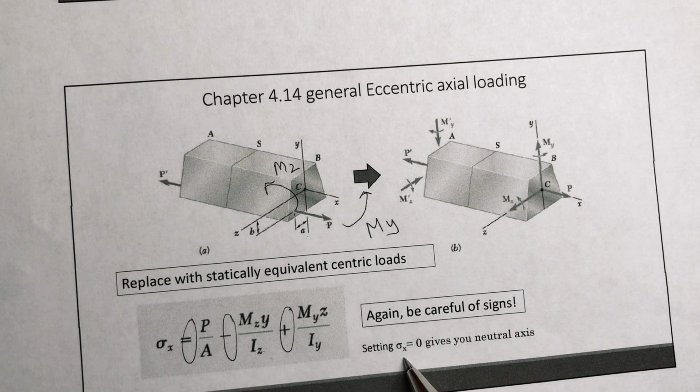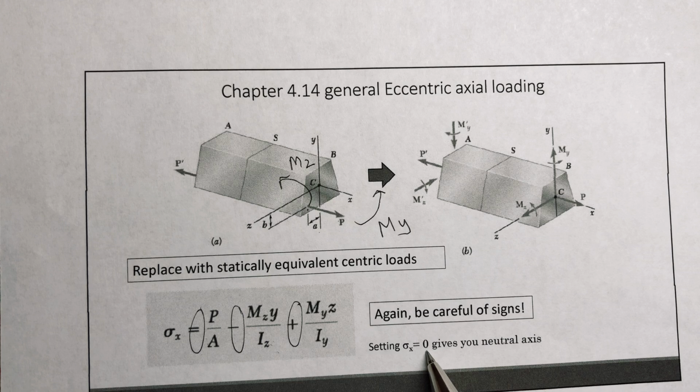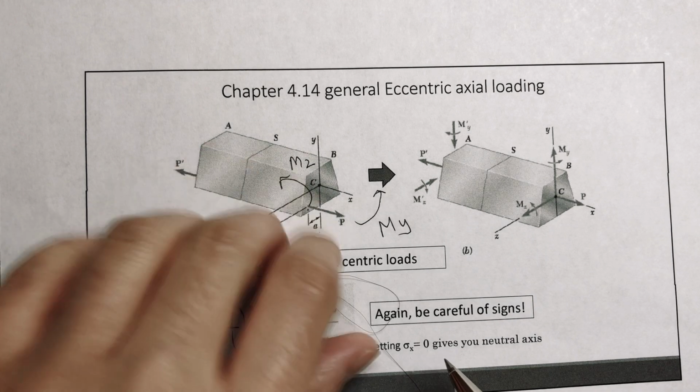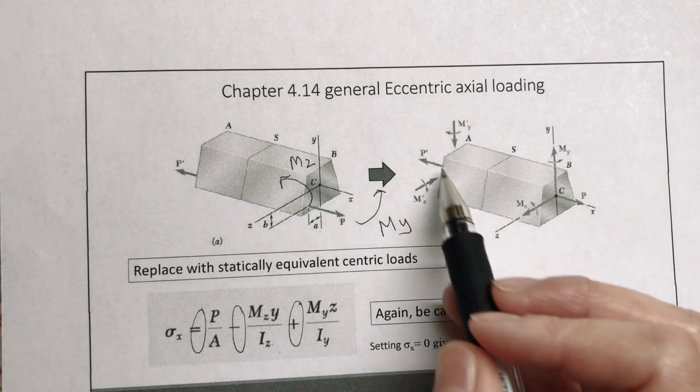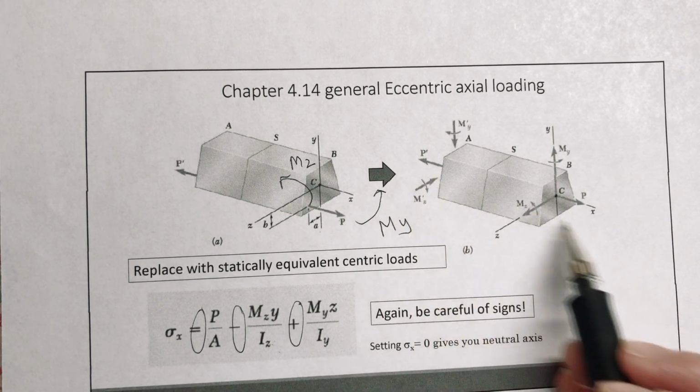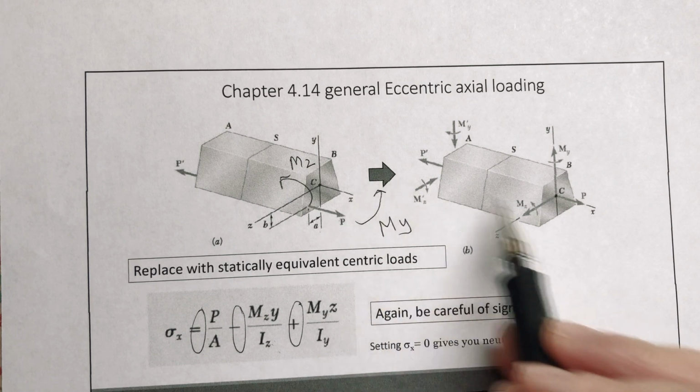And again, stress X equals 0. When you make the stress equal to 0, it'll give you the neutral axis. We're saying stress X because this member is going along the x-axis.